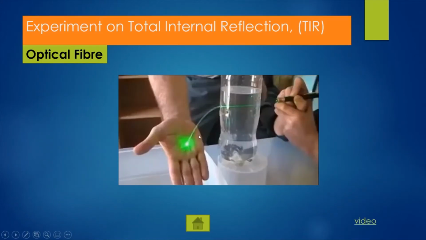All right, this is an experiment to show total internal reflection. We fill a bottle with water and punch a hole. When the water spurts out and we shine light into this jet of water, you see that the light does not refract out. It's not bright here, but it is only lit up at the end. This gave scientists the idea to create something called optical fiber.